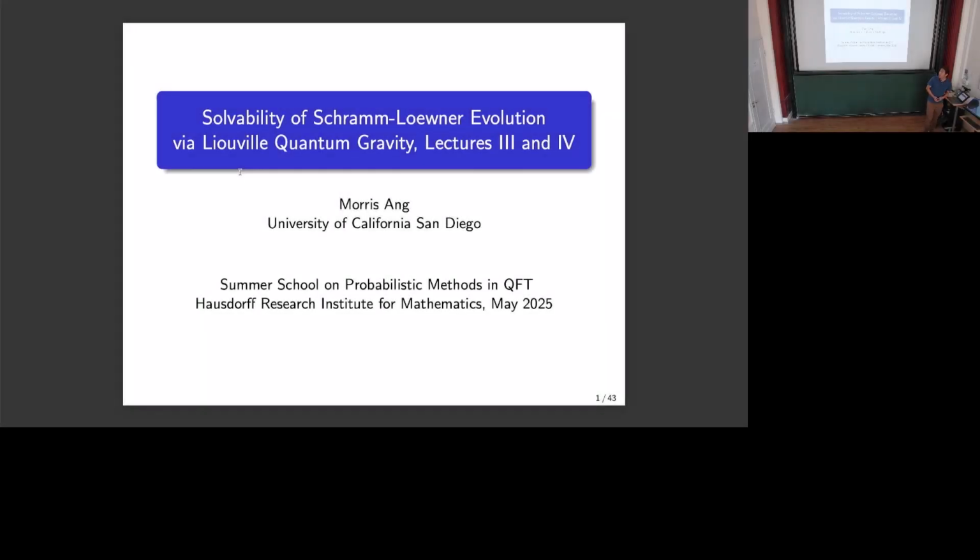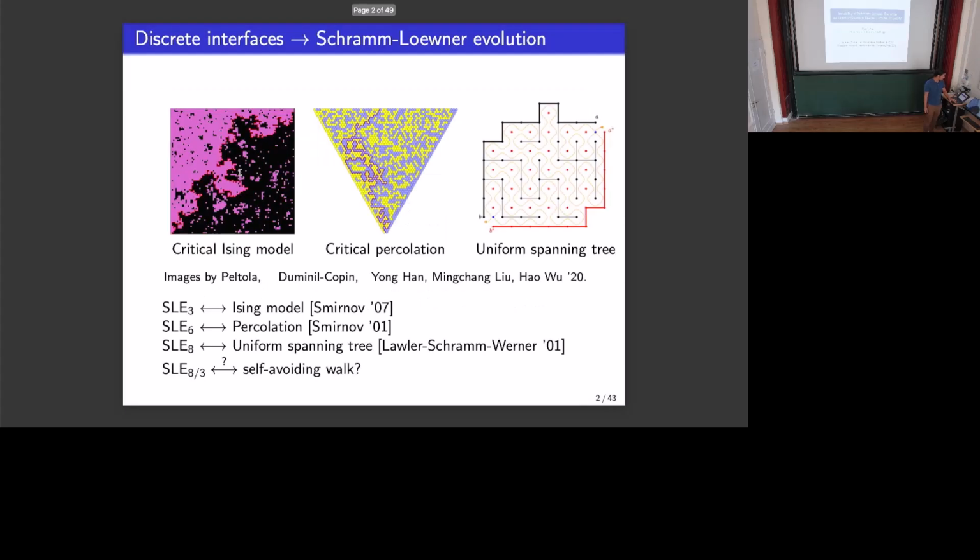So let's pick up where we left off. Actually, we'll just do some review first. So as a reminder, one of the main reasons we care about this random non-self-crossing curve called Schramm-Loewner evolution is because it describes the scaling limits of interfaces in critical lattice models, such as the critical Ising model, critical percolation, and uniform spanning tree.